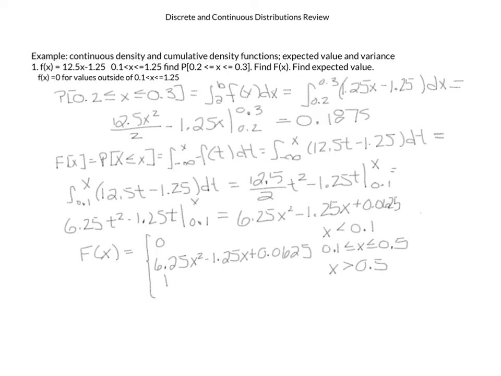So it's equal to 1 for x greater than 0.5. Last, I have the problem of finding the expected value. I wrote the expected value equation here, and essentially you're looking at all possible values of x and weighing each by its probability. So we're going to go from 0.1 to 0.5 of x, and we put in our density function, 12.5x minus 1.25, dx. From there, I trust you can do the integration and plugging in.